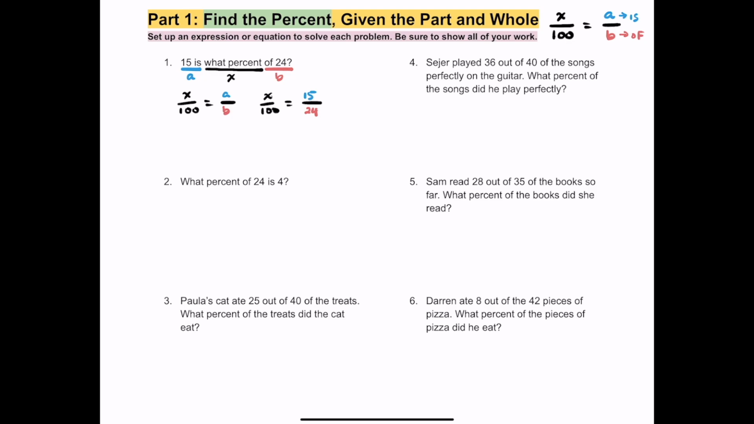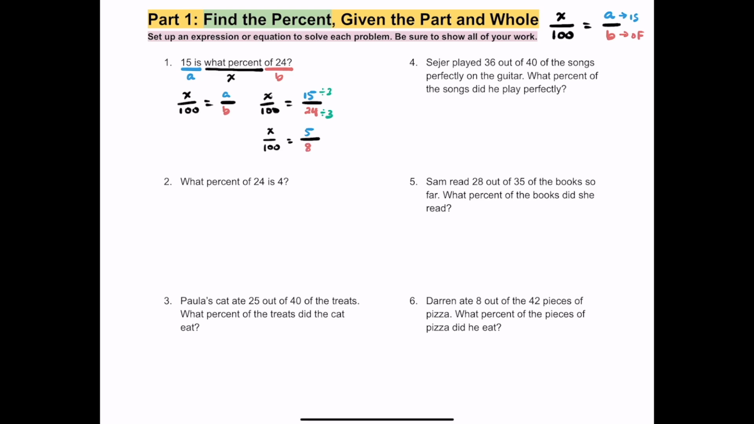And what we're going to do now is see how we can get from this 24 to 100. And that's going to be the same way we're going to get from 15 to x. Now, 24 doesn't go into 100 evenly. And I do notice here that 15 and 24 can be simplified. So I'll divide them both by 3, which is their GCF. And that's going to get us a simplified fraction, x over 100 equals 5 on top. 15 divided by 3 is 5, and 24 divided by 3 is going to be equal to 8.